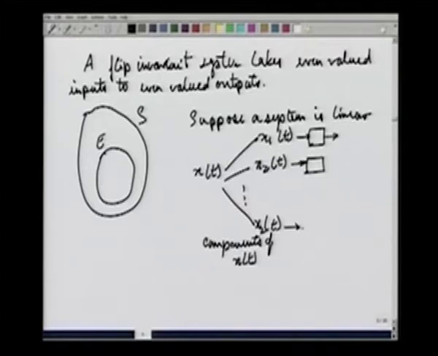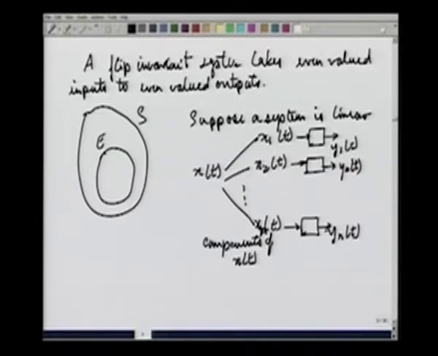Let us say that x1(t) when applied to the system yields y1(t), x2(t) yields y2(t), and xn(t) yields yn(t). You have all these different outputs.